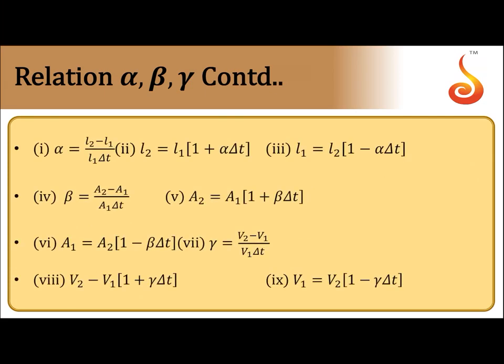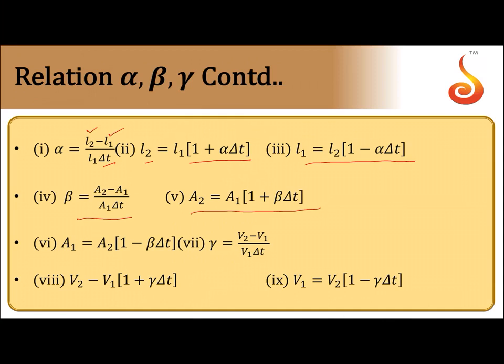Then alpha can be defined as (L2 minus L1) divided by (L1 delta T), where L1 is the initial length, L2 is the final length, delta T is the change in temperature. Or you can write L2 is equal to L1 into (1 plus alpha delta T), where delta T is the change in temperature. So L1 is equal to L2 into (1 minus alpha delta T). Similarly, beta is equal to (A2 minus A1) divided by (A1 delta T). A2 is equal to A1 into (1 plus beta delta T).